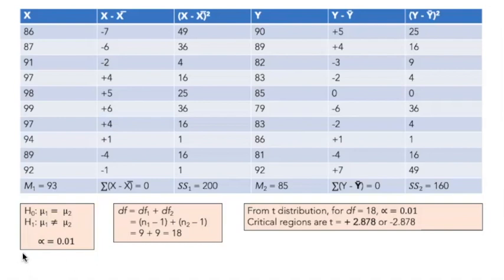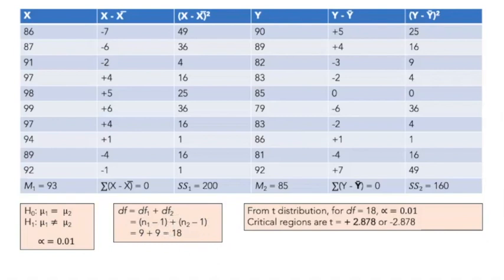Now, when you have this alpha, the next thing that you need to do is to calculate the degrees of freedom, not for one group. Degrees of freedom for one group is required when we do those calculations, but here, to determine the critical region for the t-test, you have to get the overall degrees of freedom. So df, the degrees of freedom of group 1 plus degrees of freedom of group 2, that is n1 minus 1 plus n2 minus 1. The degrees of freedom of the first group is 9, the second group is 9, and overall that is 18.